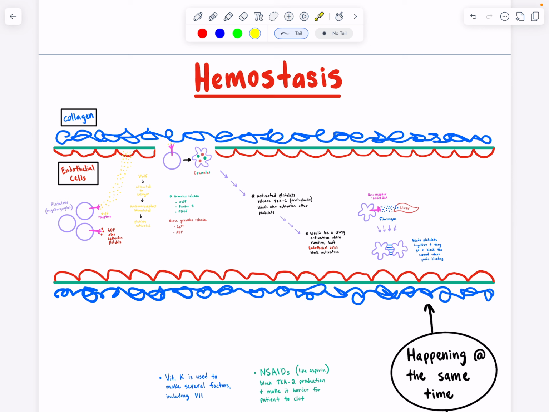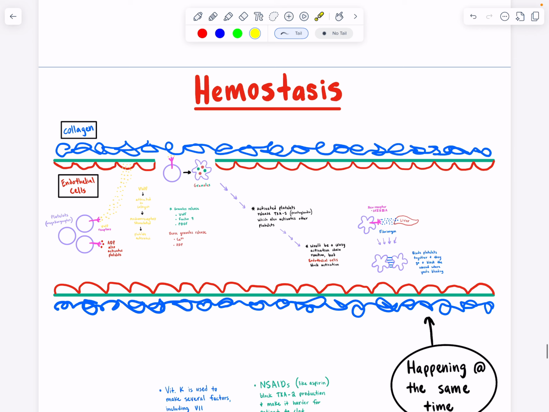So if you get a cut on your arm, the first thing that's going to happen is pain receptors are going to cause the vessels to constrict that are going to cut off blood flow temporarily. But that's only a temporary fix. It doesn't fix it long term, which is why we need the other steps. So we have vasoconstriction that helps for a second, but we need some other steps.